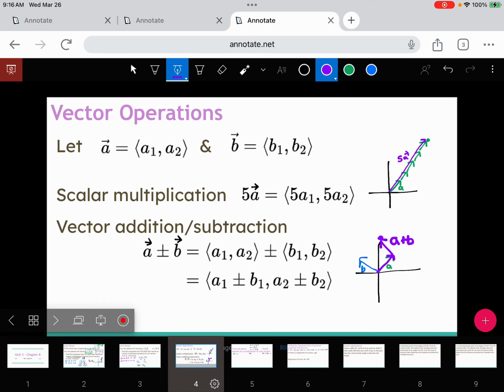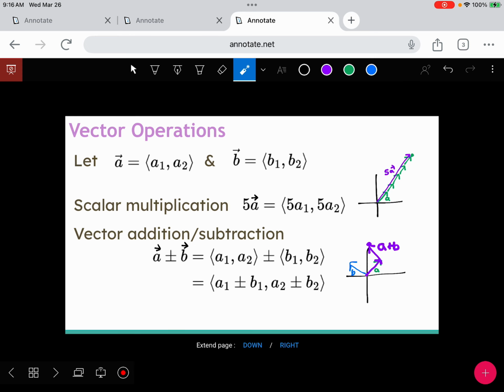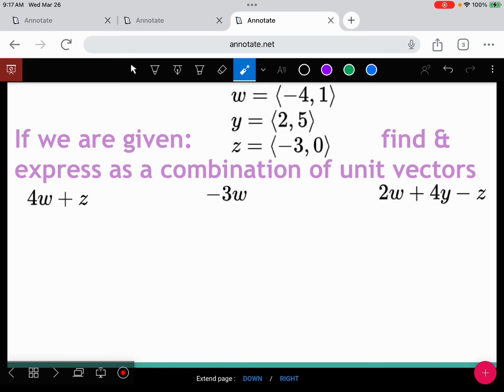One thing that's important to notice when we're looking at our vector operations here is we're always looking at this component form every single time. So it's got to be in our component form to be able to do this. So I'm going to give us 3 vectors up here, and we're going to do several operations.